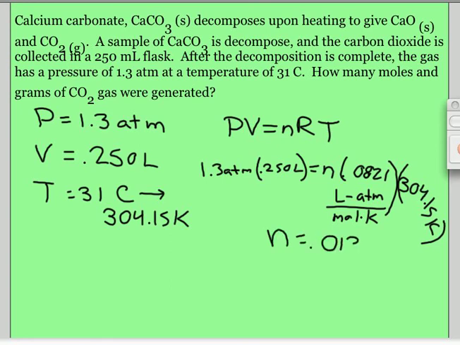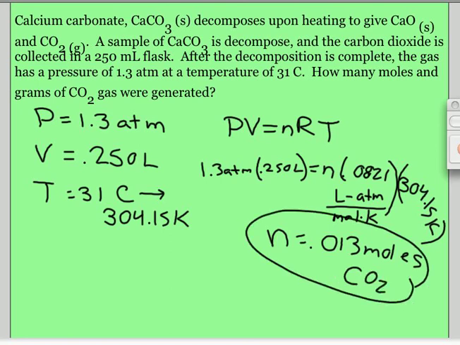So you do the math. We get 0.013 moles of CO2 gas generated. And then if we wanted grams, we would just multiply this times 44.0 grams per mole, since that's the molar mass of CO2. So the n is our moles. If we wanted grams, we would go one step further.